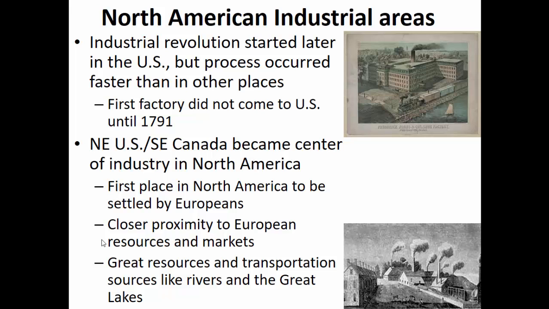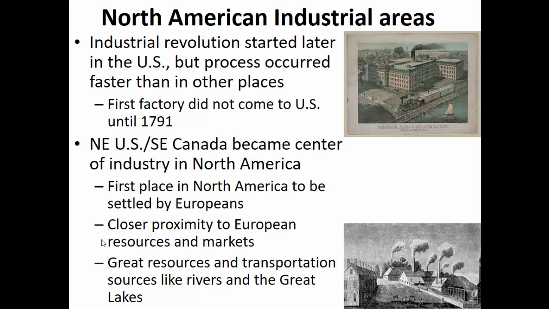When it did come, the northeastern United States, the place we consider New England today, and southeastern Canada were the center of all industry in this country. It was the first place in North America to be settled, the U.S. by Britain, Canada by the French. It was a closer proximity to Europe, right? It was closer to Europe than other parts of the United States or North America.